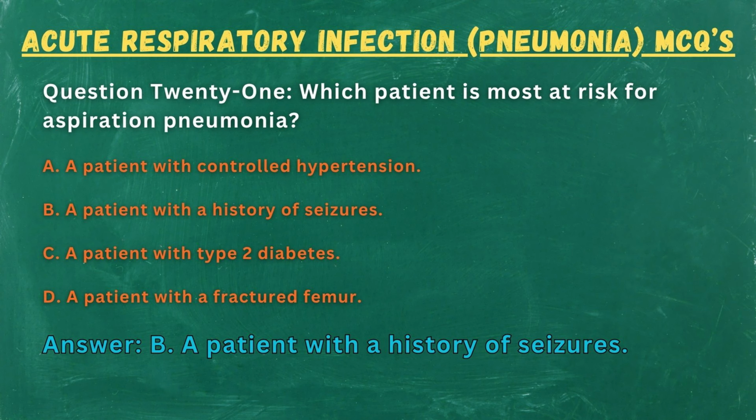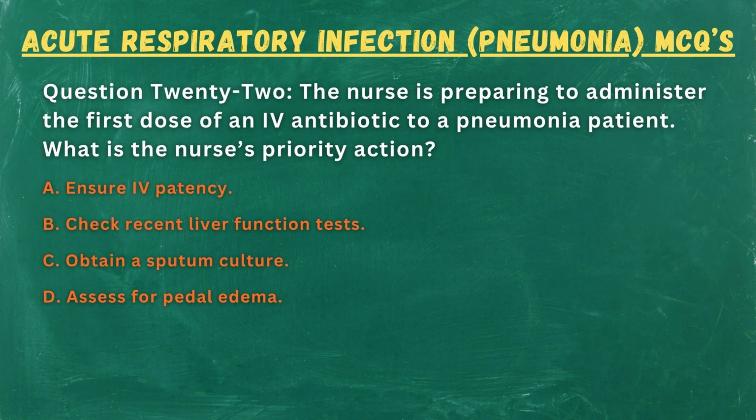Answer: B. A patient with a history of seizures. Question 22. The nurse is preparing to administer the first dose of an IV antibiotic to a pneumonia patient. What is the nurse's priority action? A. Ensure IV patency. B. Check recent liver function tests. C. Obtain a sputum culture. D. Assess for pedal edema.